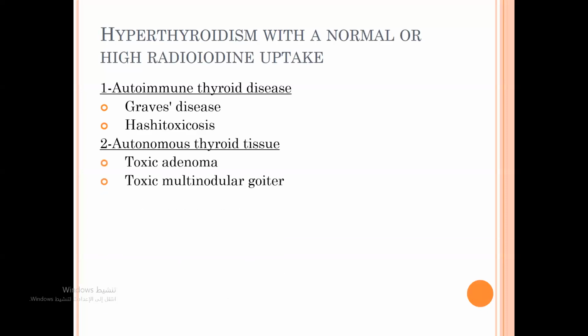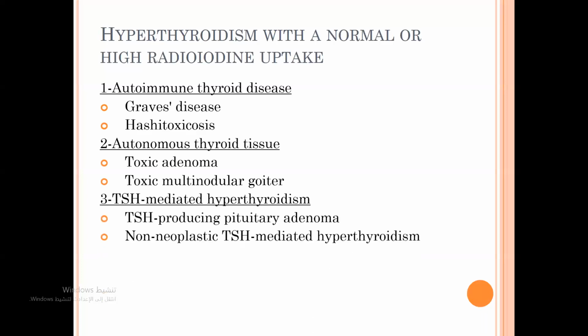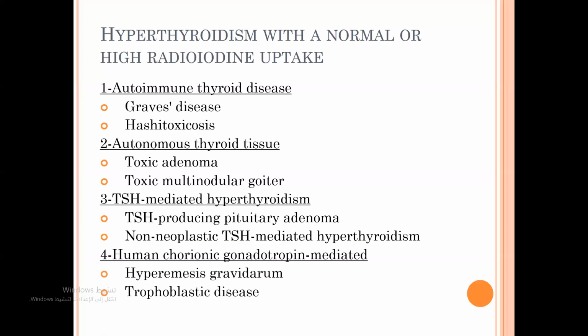And we have toxic adenoma, toxic multinodular goiter items, and TSH-mediated hyperthyroidism, which include TSH-producing pituitary adenoma and non-neoplastic TSH-mediated hyperthyroidism. And the fourth one, human chorionic gonadotropin-mediated. And we have two items, hyperemesis gravidarum and trophoblastic disease.